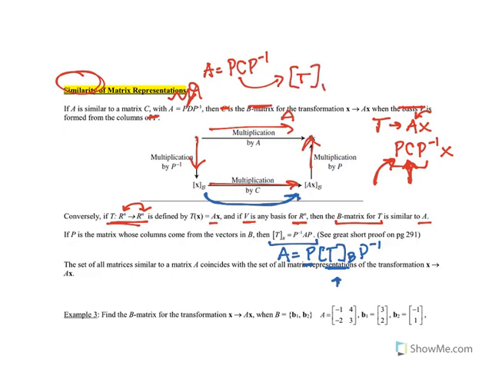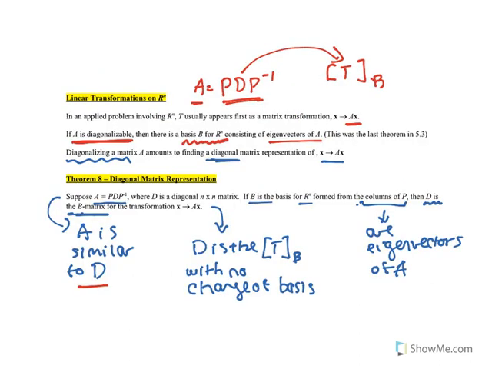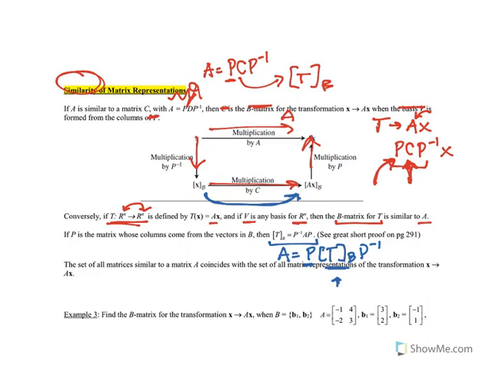The only difference is what we put in the columns of P. If we are using a diagonal matrix as this B matrix, we end up putting the eigenvectors in P. If we use just a non-diagonal matrix as the B matrix, we just put basis vectors in P, and those basis vectors can come from anywhere.